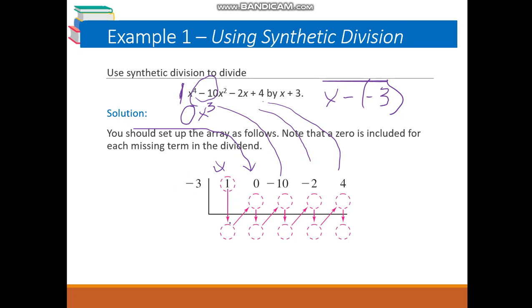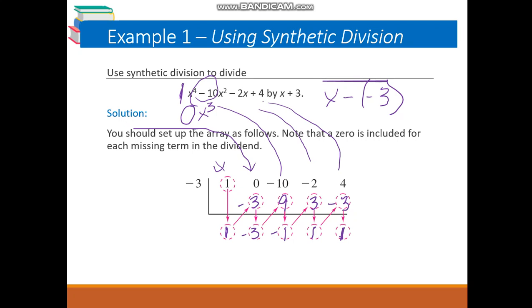And then I'm going to bring this first number down. So I have 1. Negative 3 times 1 is negative 3. I add those. I have negative 3. Negative 3 times negative 3 is positive 9. Negative 10 plus 9 is negative 1. Negative 3 times negative 1 is positive 3. Positive 3 plus negative 2 is 1. 1 times negative 3 is negative 3. 4 plus negative 3 is 1.